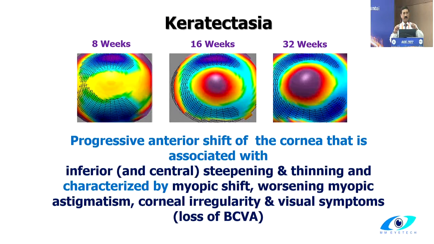Now, Dr. Bharti has already defined what keratectasia is, but essentially it's an anterior shift of the cornea with inferior and central steepening. It's got a worsening myopic astigmatism, irregularity, and there is a decrease in the BCVA because of visual symptoms.